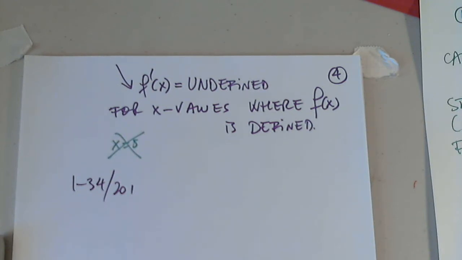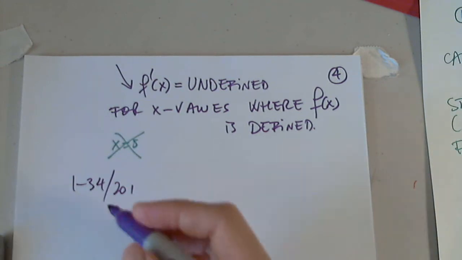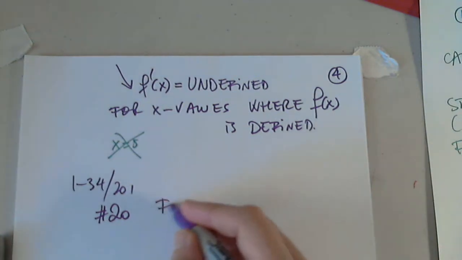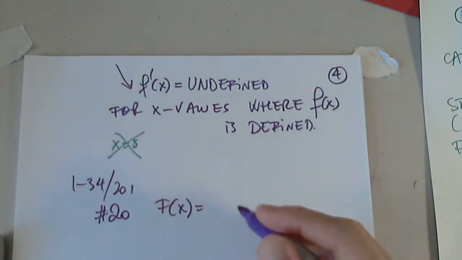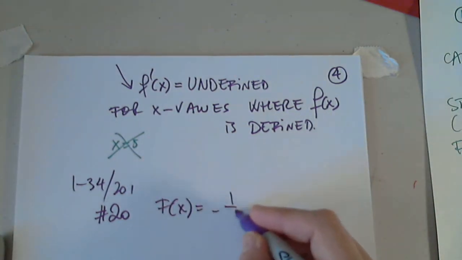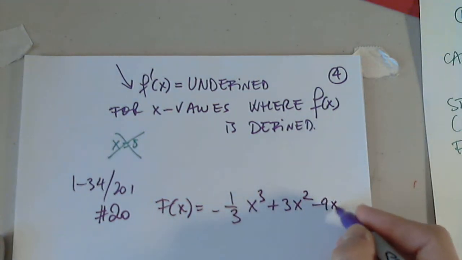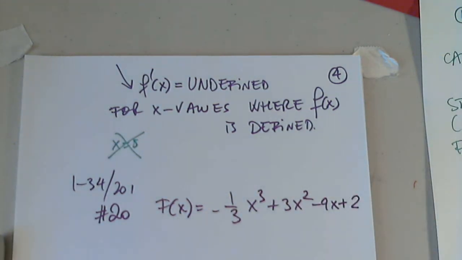Okay, I'm going to look at 20. The function is denoted by uppercase f of x, negative 1/3 x to the third plus 3x squared minus 9x plus 2. So this is a polynomial function. I've always tried to show all different types of functions. So that's our first example.